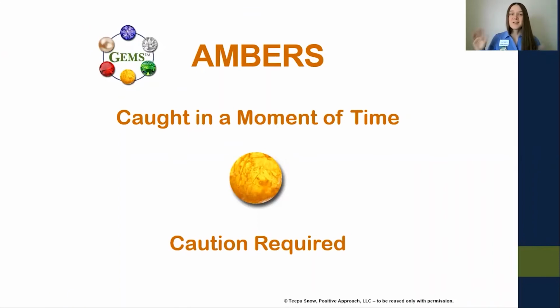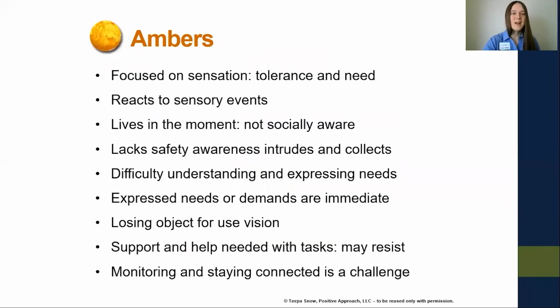Hi, Jessica again. This time we saw an amber caught in a moment of time. Ooh, in a traffic light sequence, yellow means caution. Caution is required. And why is that? Because our ambers are really focused on sensation. So they're caught in this moment, and what is driving them in this moment is the sensation. Their tolerance or their need is based on their sensory experience. They're reacting to those sensory events.